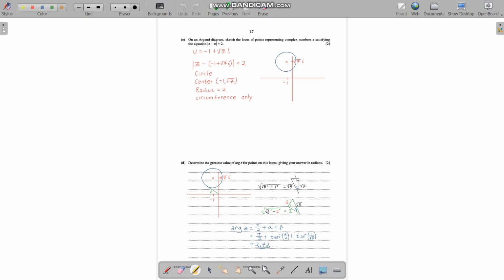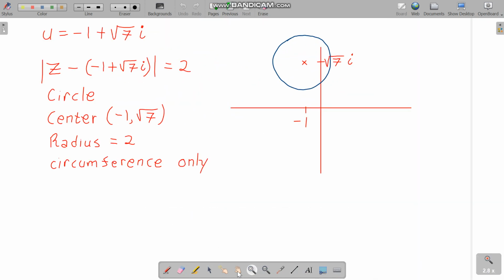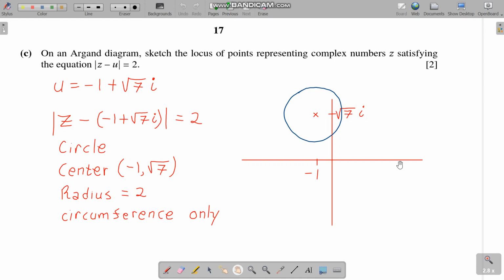Alright, now on an Argand diagram, sketch the locus. So z minus u, again the u is minus 1 plus root 7i, so z minus this. For this kind of locus, we have the modulus of z only on one side. This is a circle. To find the center of the circle, just read this. It's got to be in the form of z minus something. So this would be the center, minus 1 plus root 7i. And the radius is 2. The equal sign means we only use the circumference, we do not shade anything.